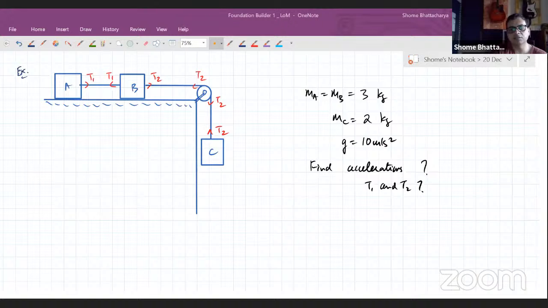Okay, so this is comparatively easier because you don't really have to resolve any forces now. The blocks are on a horizontal surface. You just make the free body diagrams and write the equations. For A and B, you have to write net horizontal force is mass into acceleration. And for C, the net vertical force downwards. And then you have to solve the equations.